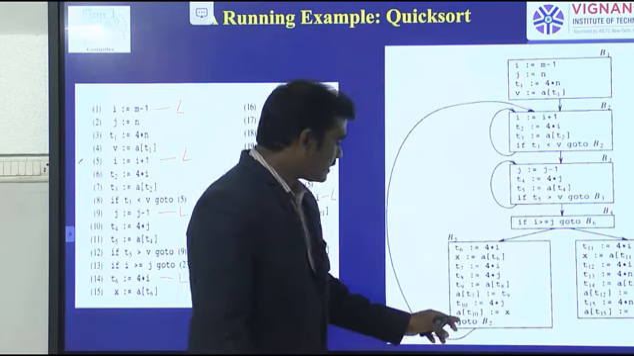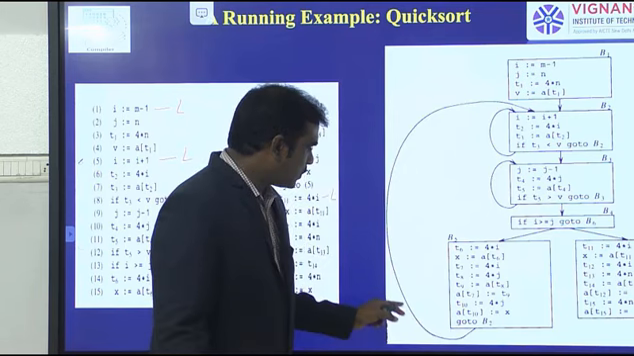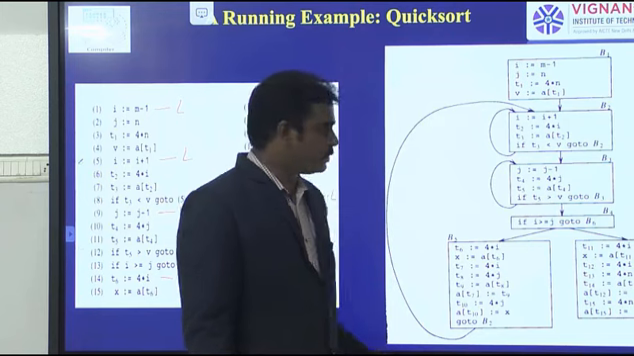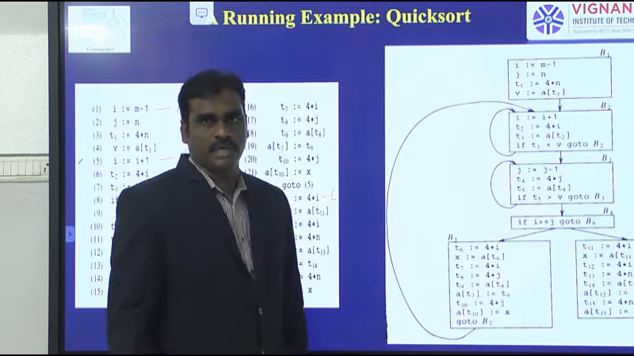So here there is a loop from block 5 to block 2. Block 5 to block 2. So this is about the flow graph.